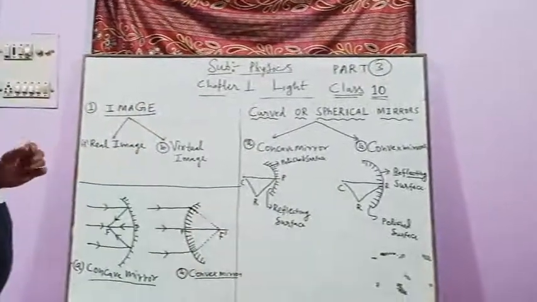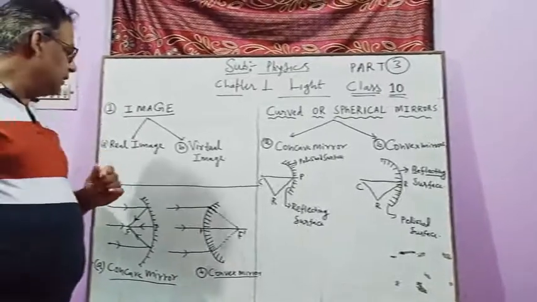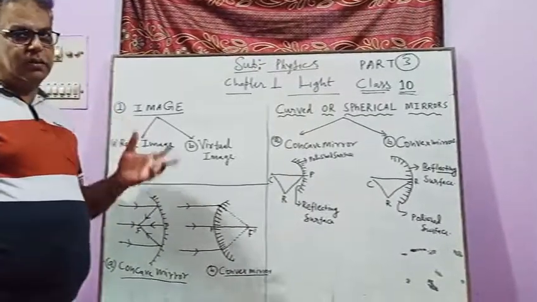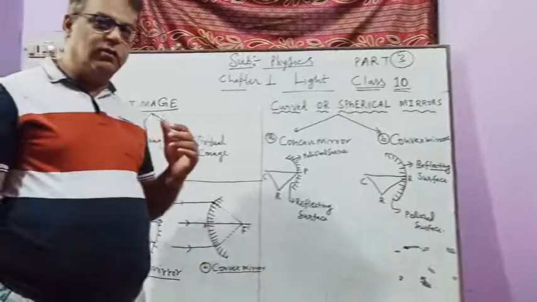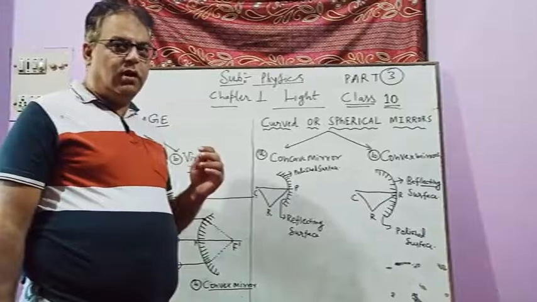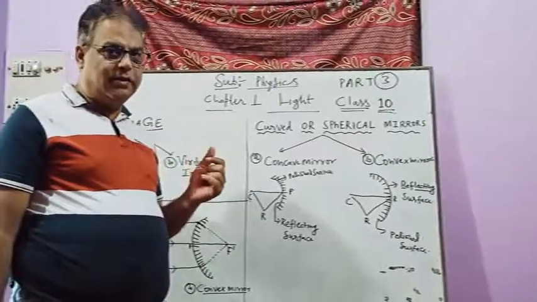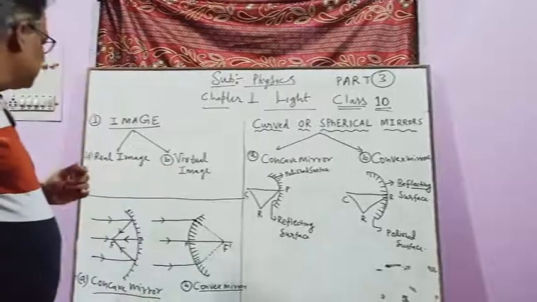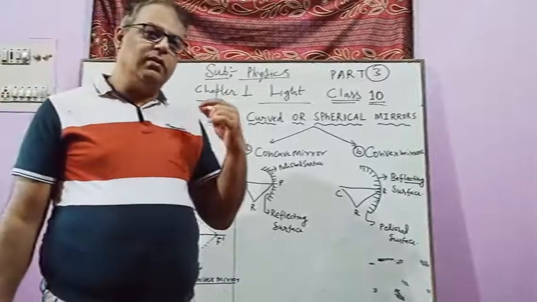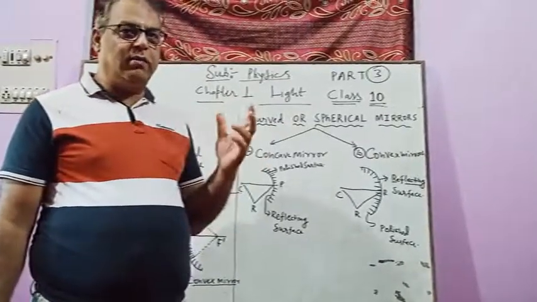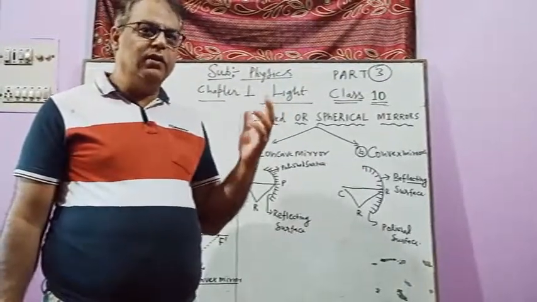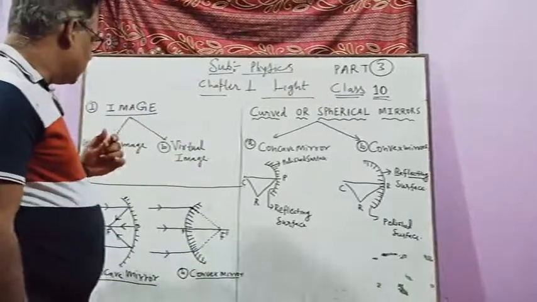So there are two types of images formed by light. The first one is called the real image, and the second one is called the virtual image. Real images are those which are formed on a screen, like the photo or film in a theater. Virtual images are those which do not form on a screen, like your image formed on the surface of water, or your image formed in a mirror. All these are virtual images.